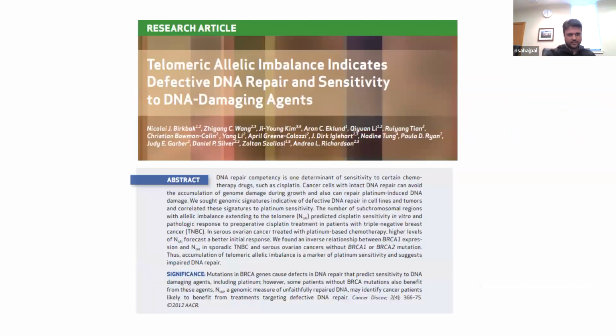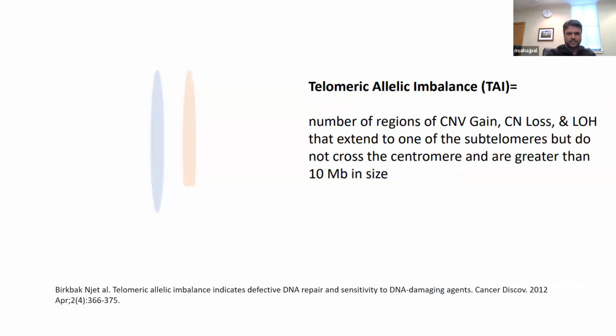Then in the same year, another group published telomeric allelic imbalance that correlated with HR deficiency. How this group defined telomeric allelic imbalance is the number of regions which might be copy number gains, loss, or LOH that extend into the subtelomere but do not cross the centromere of that chromosome. And these events are subject to debate. Some groups have used 3 MB as a criterion, that the event should be 3 MB or greater. Some have kept it at 10 MB.